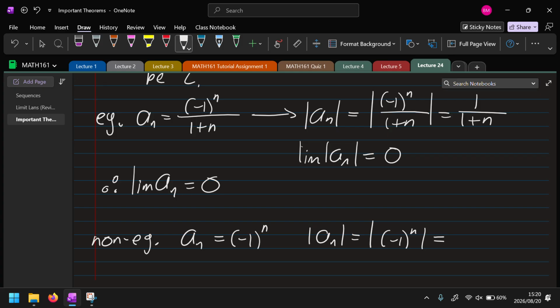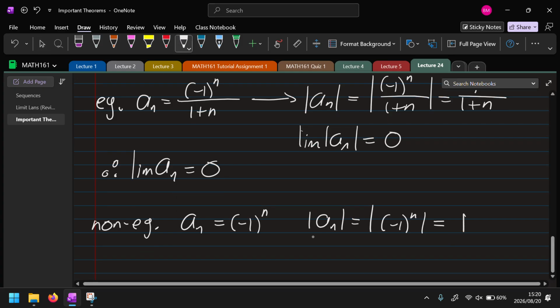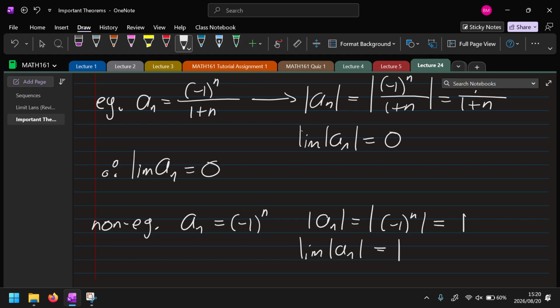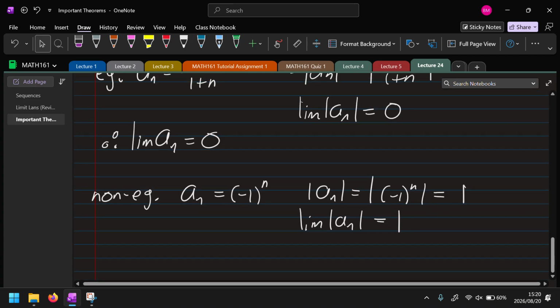Absolute value of minus 1 to the n. What does absolute value do? It gives you the positive. So what's the positive of whatever's inside? 1. So here we have the limit of the absolute value is 1. Now you might think, okay, if the limit of the absolute value is 1, then the limit of the original sequence is also 1. And we'll see that's not the case.